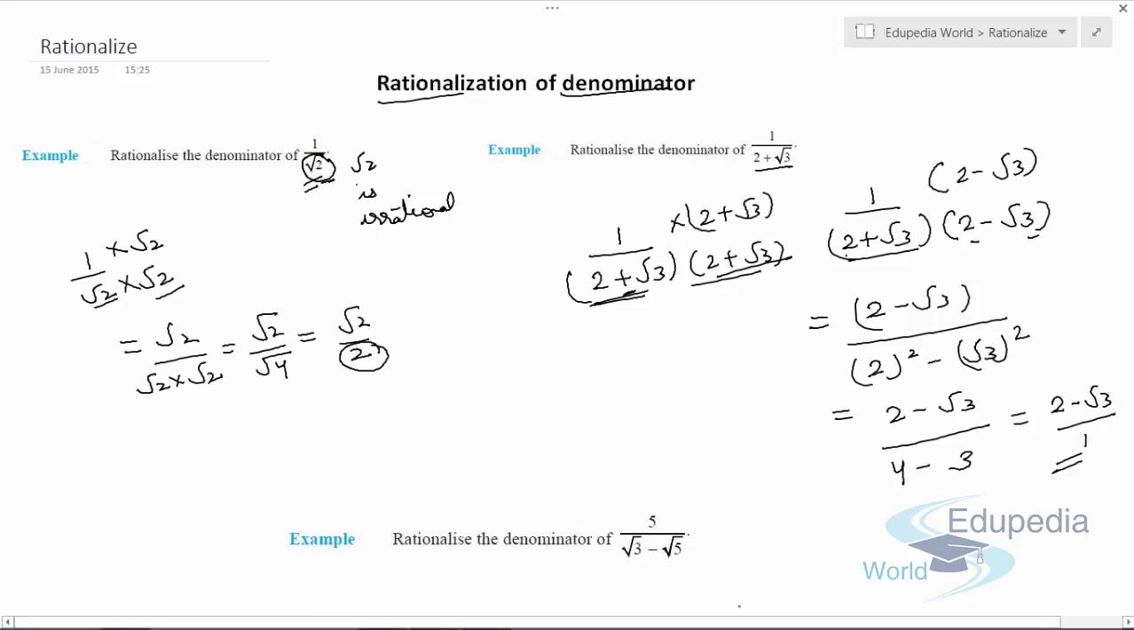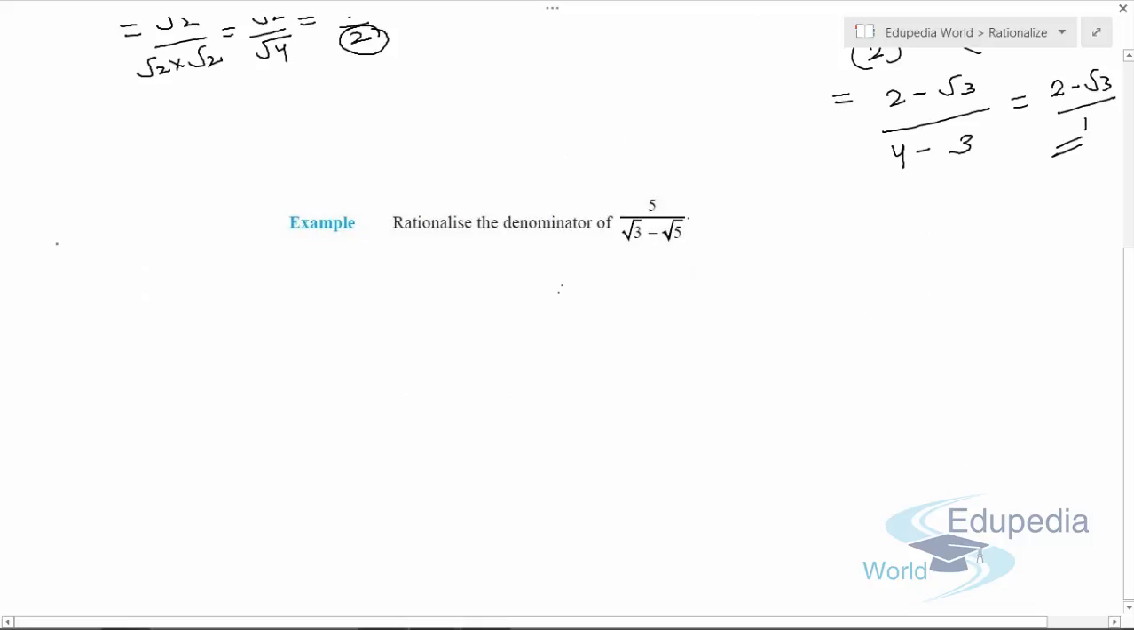Okay. Now we have the next question. We have to rationalize the denominator of this number. So the number is 5 upon under root 3 minus under root 5. So we can write this as 5 upon under root 3 minus under root 5.